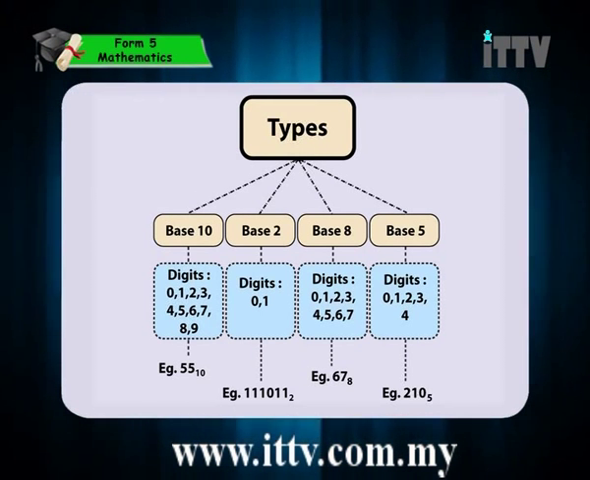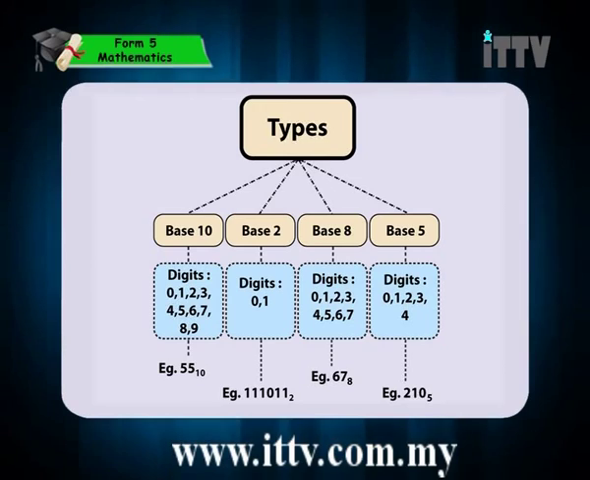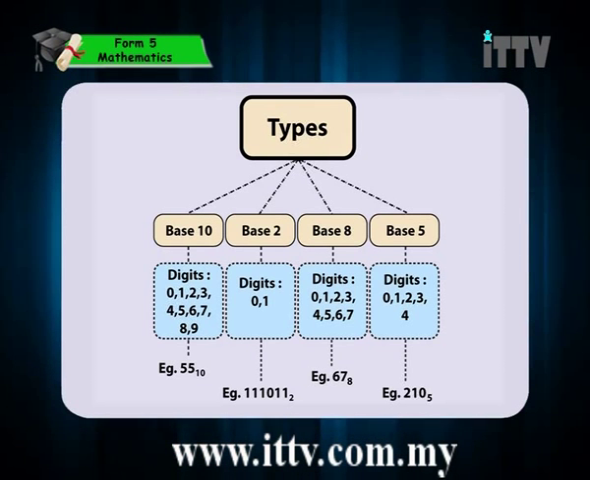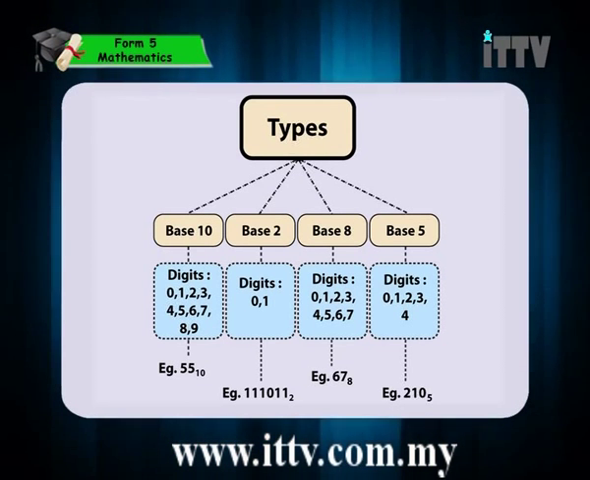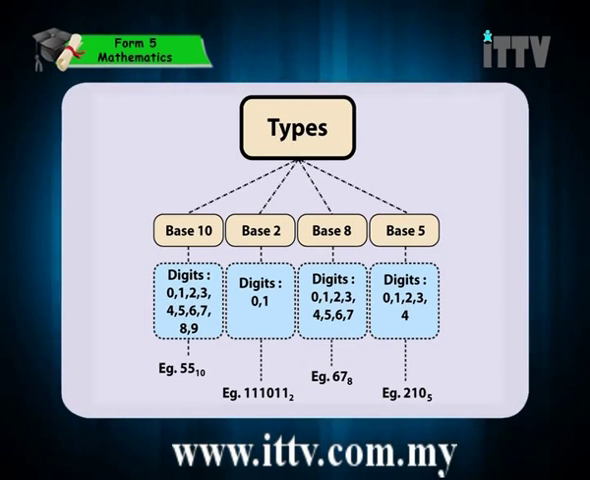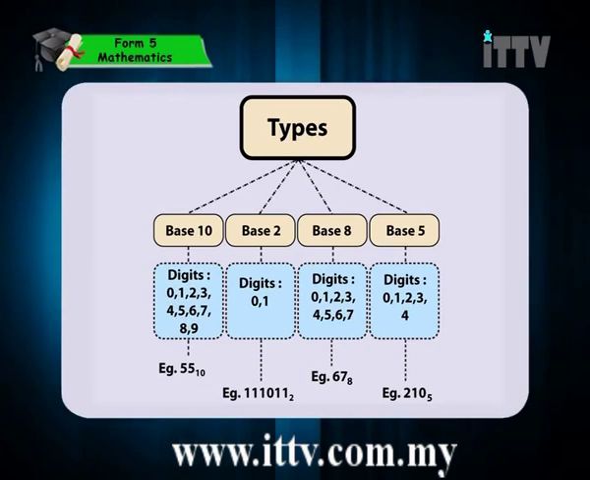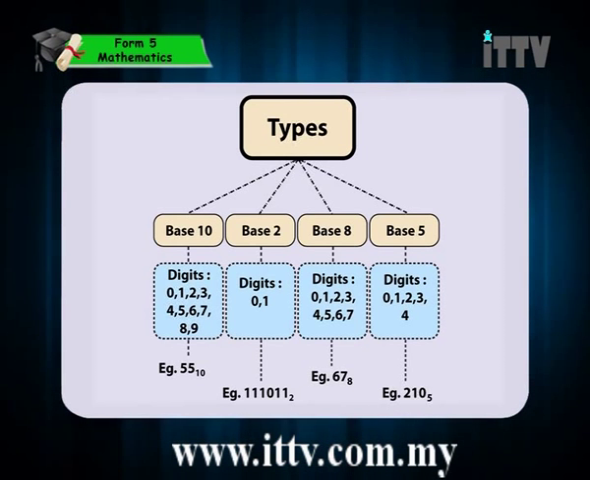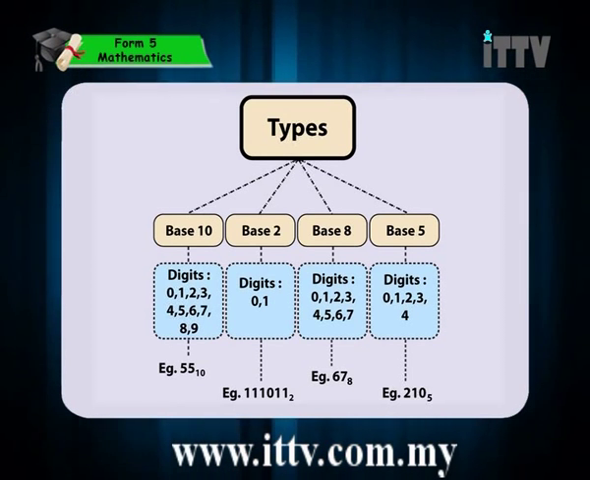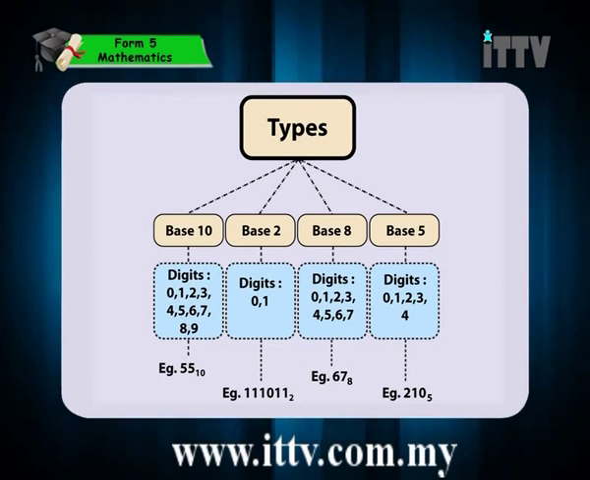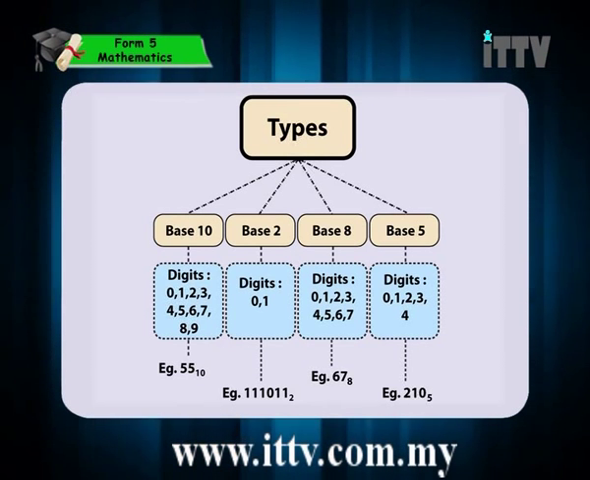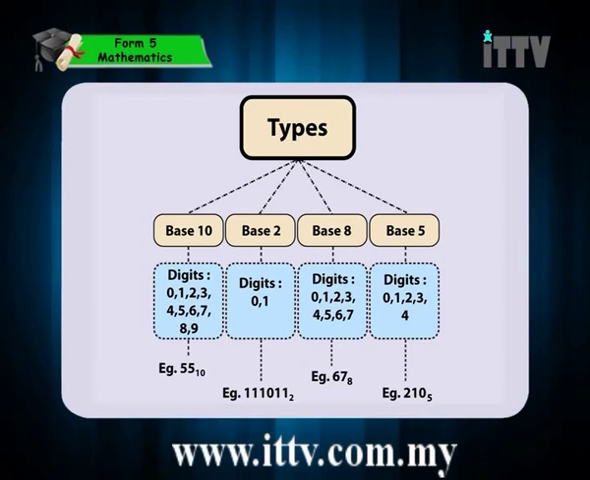So an example would be the number 111011. We write a small subscript 2 to indicate that we are in base 2. Base 8 has the digits 0, 1, 2, 3, 4, 5, 6, 7. So there are 8 digits, and don't forget we always start from 0. Example, 67 in base 8.